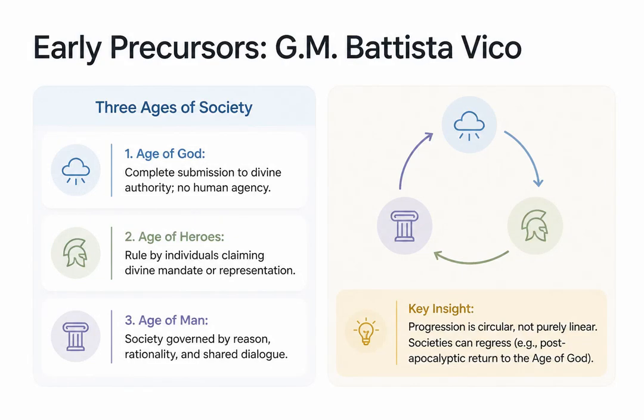Before anthropology formally began, several early thinkers laid the groundwork for social progress theories. The first was Italian scholar G.M. Battista Vico. He proposed that societies pass through three distinct ages. First, the age of God, where everything is attributed to divine will and humans have no agency. Second, the age of heroes, where powerful individuals rule by claiming to be messengers of God. Finally, the age of man, where society is governed by reason and rationality. Crucially, Vico warned that this progress is circular, not just a straight line. If a massive catastrophe destroyed civilization, humanity would regress right back to the age of God.